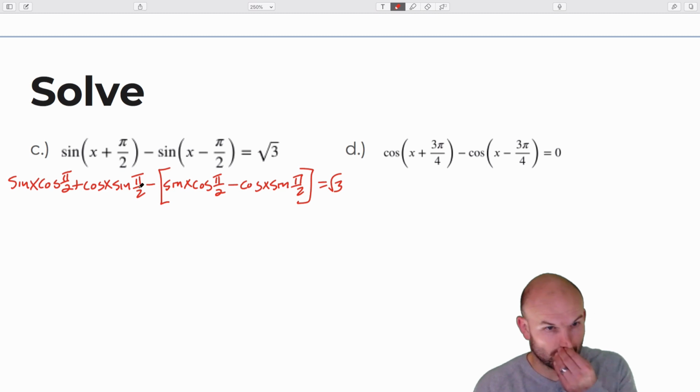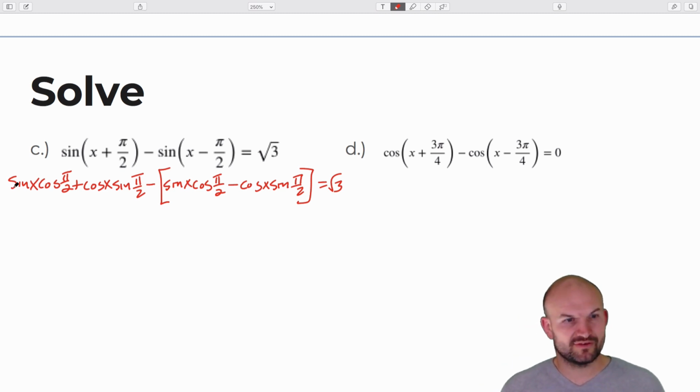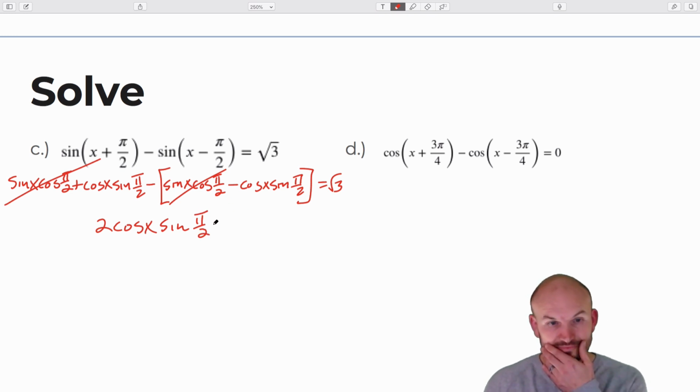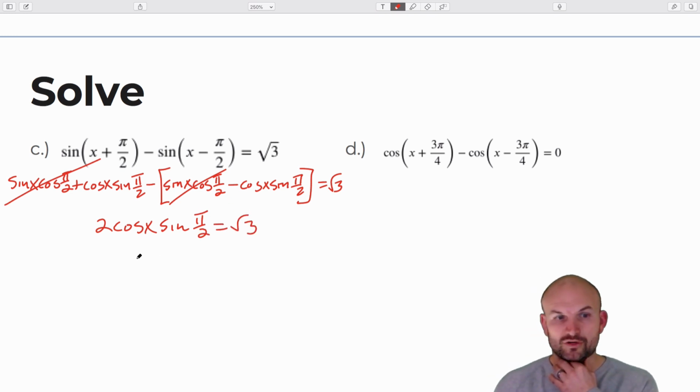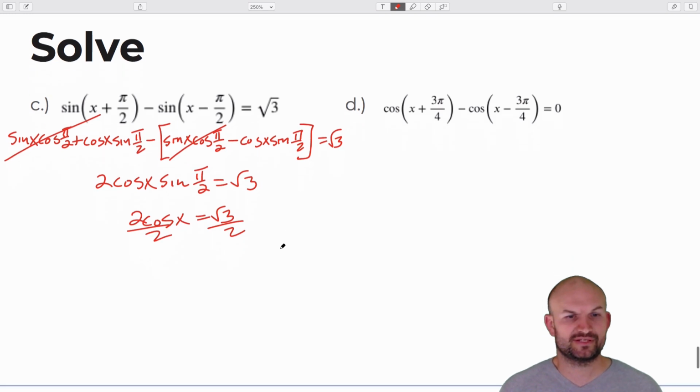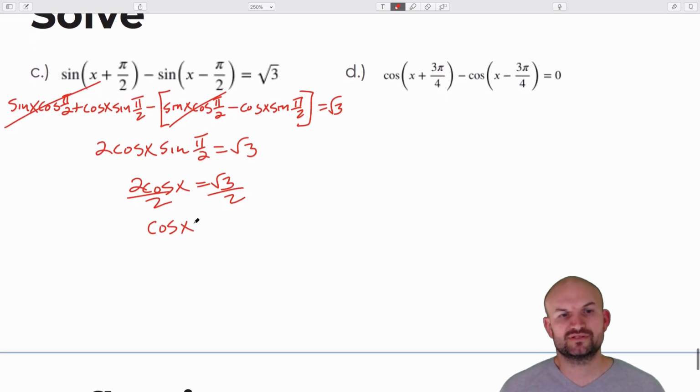Okay, so we know that's going to be a negative, so therefore those two are going to divide out. That's going to be turned to positive, so that's going to be a 2 cosine of x times the sine of pi halves. Now again, the sine of pi halves here, guys, is just going to equal 1. So that's going to give me a 2 cosine of x equals the square root of 3. Divide by 2, divide by 2. Cosine of x equals the square root of 3 over 2.